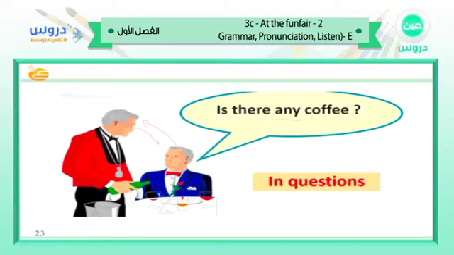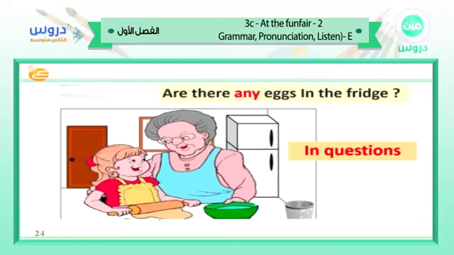Okay? The difference between the two examples. Are there any eggs in the fridge? I'm asking the question. To ask the question, we use any. Okay, everybody? Uncountable or plural countable. Okay, good.